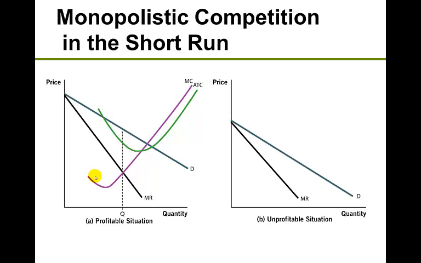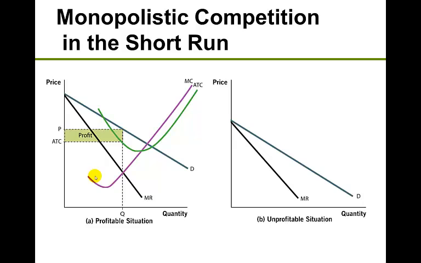Well, it's going to choose a quantity where marginal cost is equal to marginal revenue. We know that's the profit maximizing quantity. The next decision it has to make is what price to charge. To figure out the price, it traces that quantity up to the demand curve and over. And that gives you the price it will charge. And then its costs will be given by the average total cost curve at that quantity. The difference between the price and the average total cost curve will give you the firm's profits.